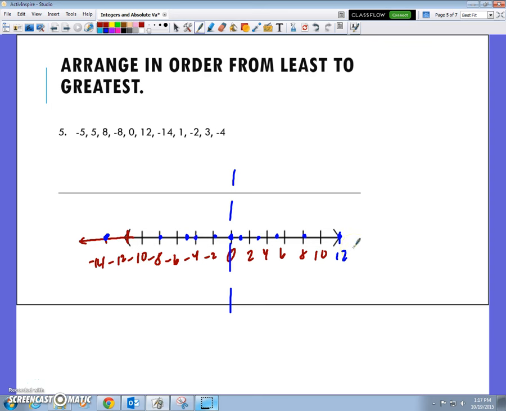So I'm just going to write them in order. Negative 14 for that guy. Negative 8 looks like the next one. Then I have negative 5, negative 4, negative 2, 0, 1, 3, 5, 8, and 12. And so now the numbers are in order from least to greatest.